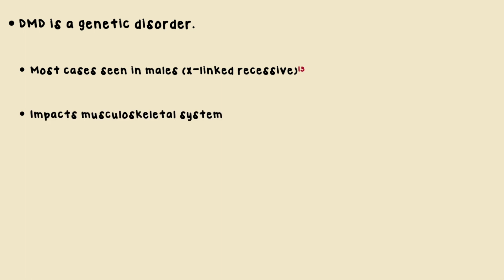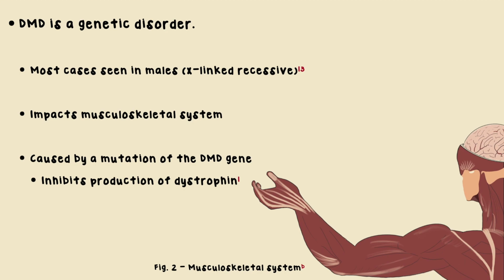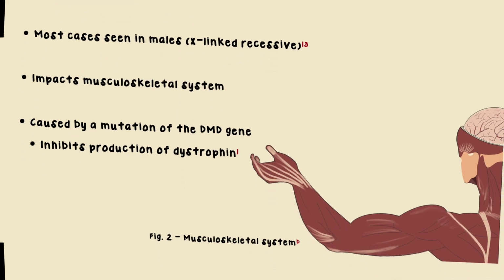The root cause is often mutations in the gene. DMD is no different. It's a genetic disorder that presents most commonly in males, and it's a pattern of inheritance that is X-linked recessive. Duchenne muscular dystrophy often occurs when there's a mutation in the DMD gene. This mutation will inhibit the production of a protein called dystrophin.